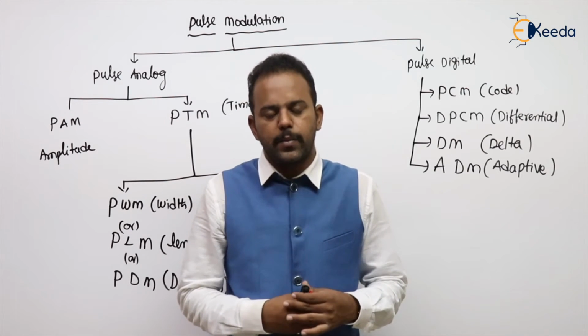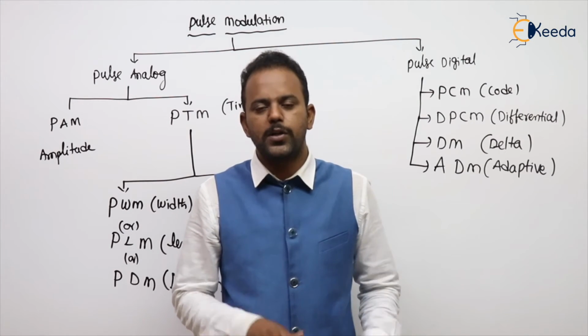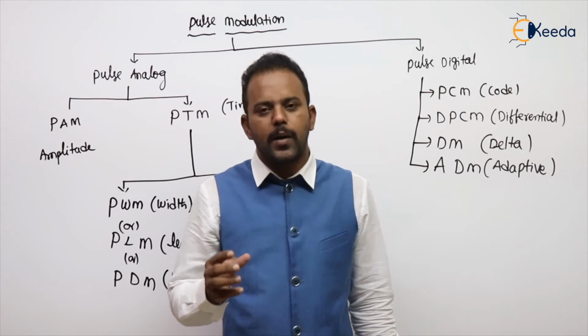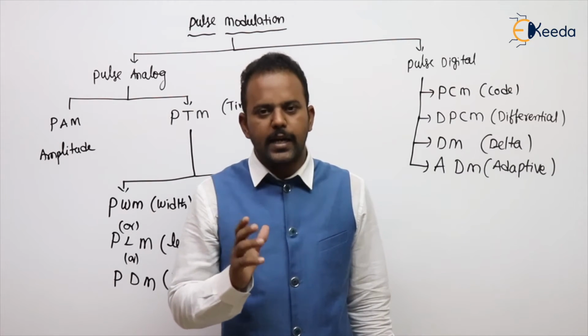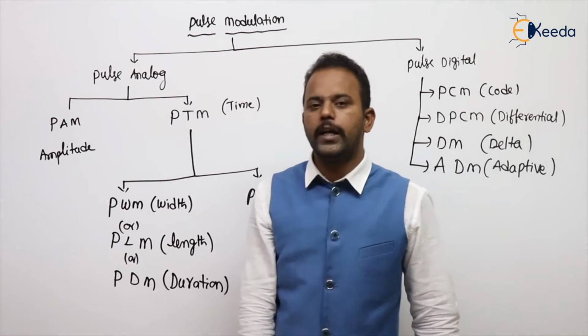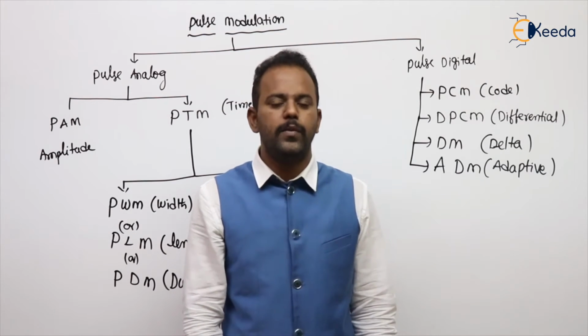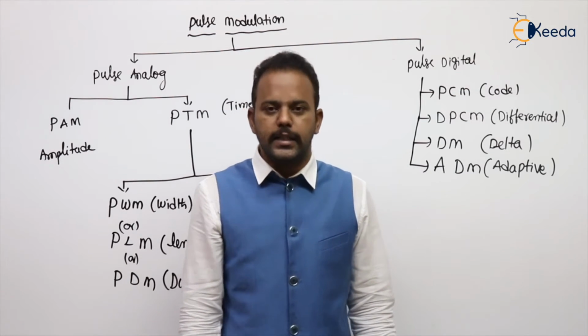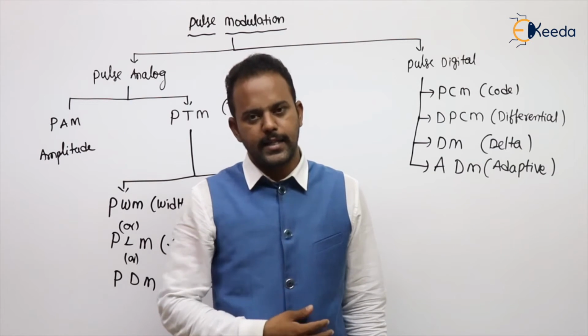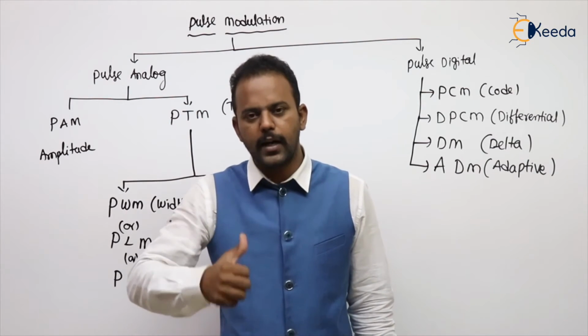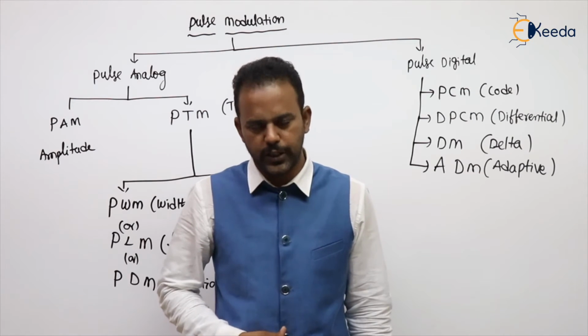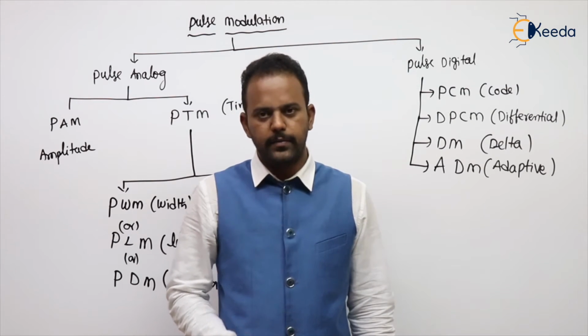In ESE examinations, objective questions come many times. How do they come, sir? They come as: which of the following is a pulse analog scheme? Which of the following is a pulse digital scheme? Like that they are asking. Try to remember the classification in pulse modulation. Clear?